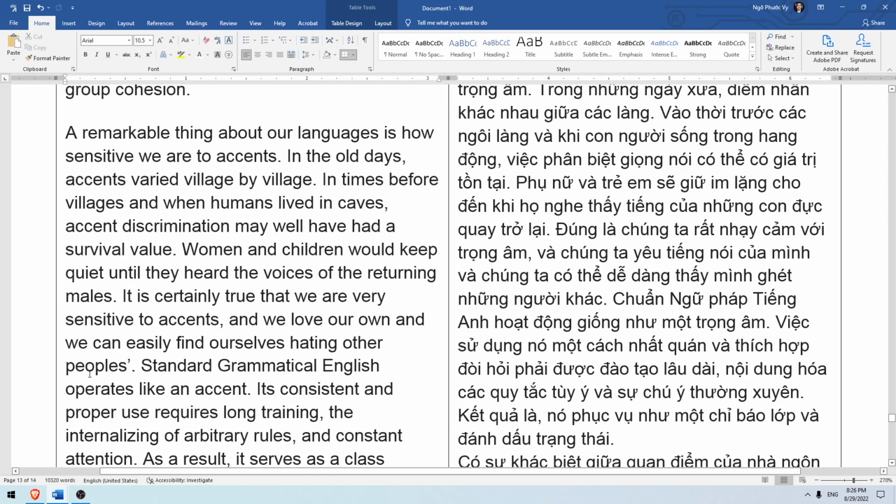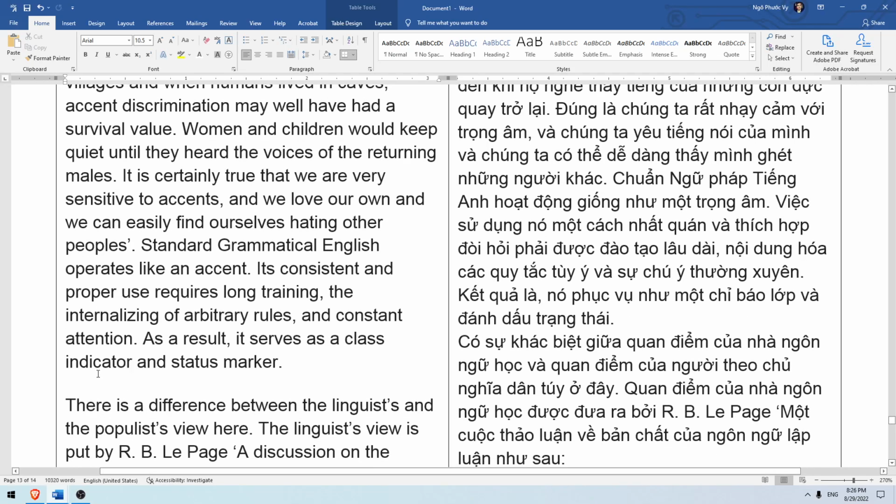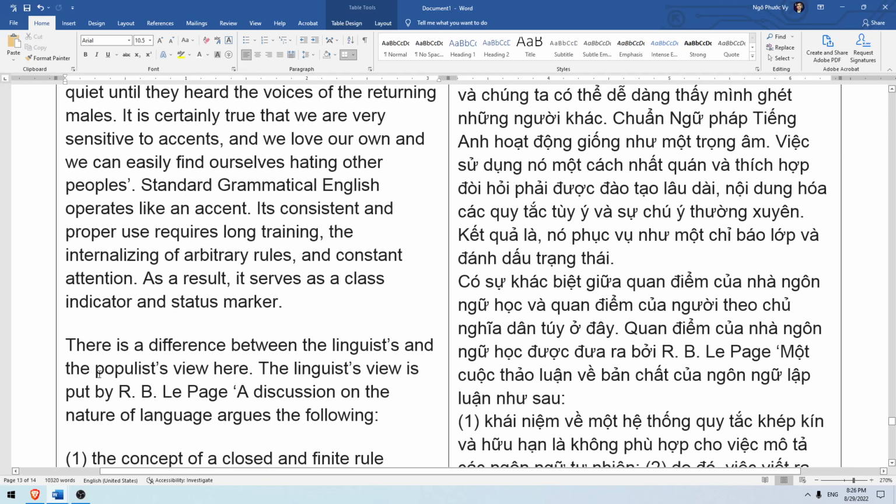A remarkable thing about our languages is how sensitive we are to accents. In the old days, accents varied village by village, and in times before villages, when humans lived in caves, accent discrimination may well have had a survival value. Women and children would keep quiet until they heard the voices of the returning hunters.